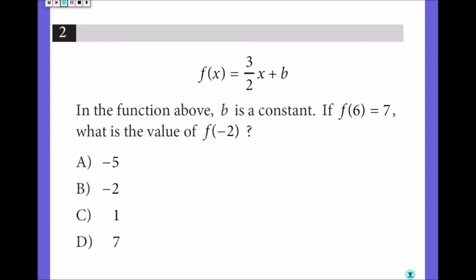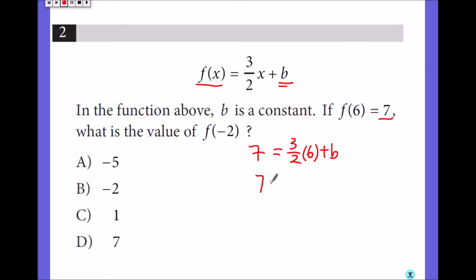In the function above, b is a constant. If f of 6 equals 7, what is the value of f of negative 2? So we have to find the b. So here's x, let's plug it in. It's 3 over 2 times 6 plus b equals f of x, which is 7, which is your y. So let's go ahead and solve for b.